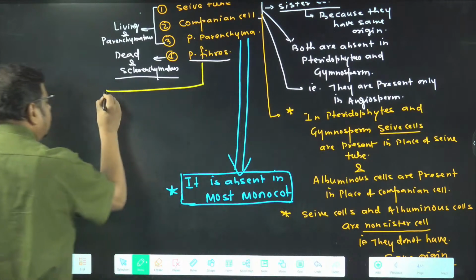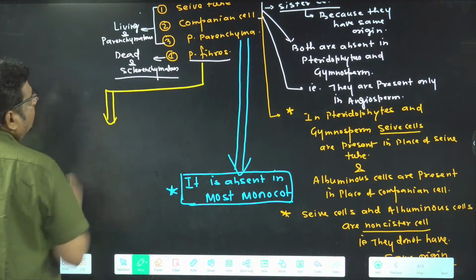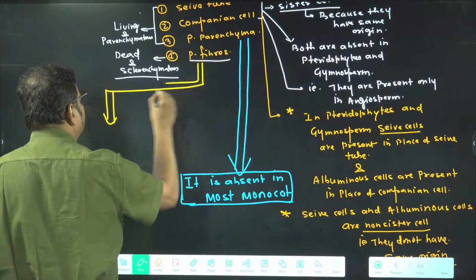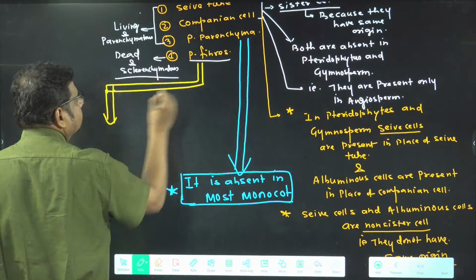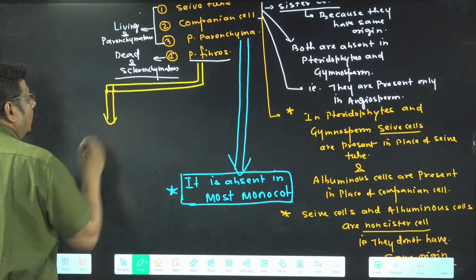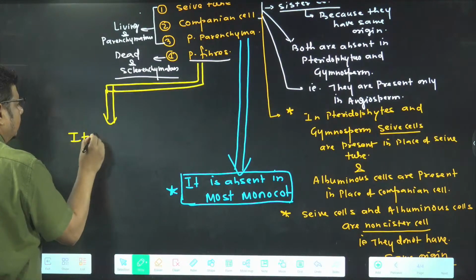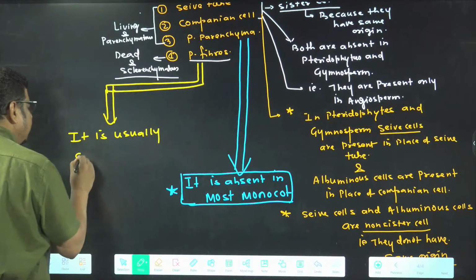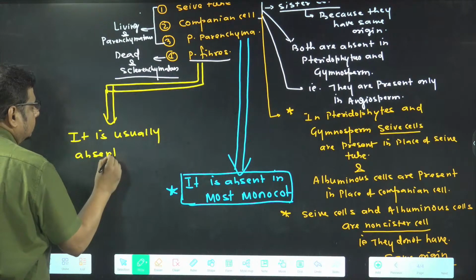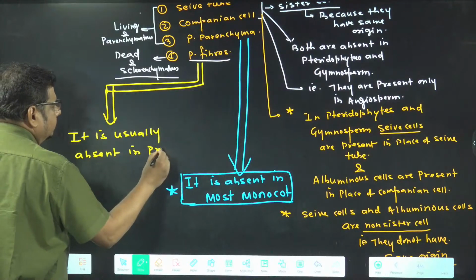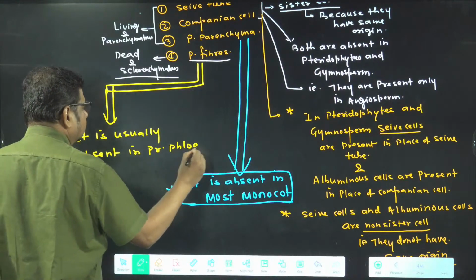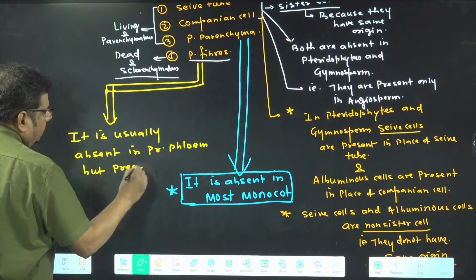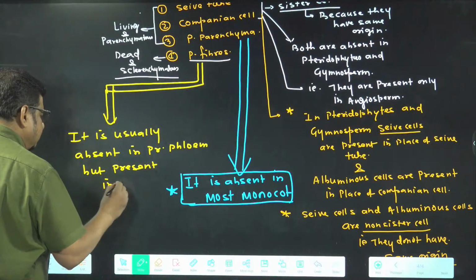And about this one also I am writing, which one? Phloem fiber. About phloem fiber, here you look. About phloem fiber, it is usually absent in primary phloem but present in which one? Secondary phloem.